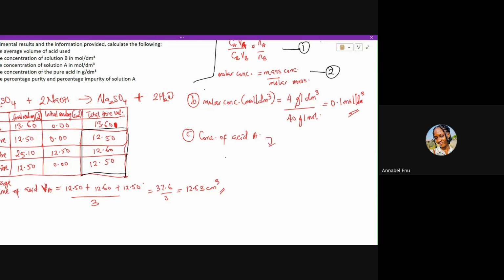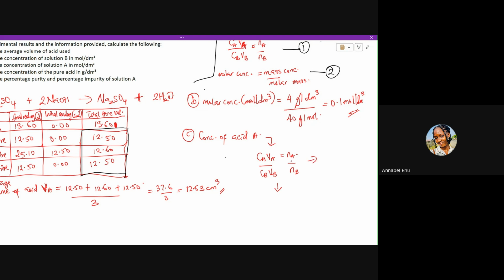Now to solve this, we want to use the formula CaVa over Na equals CbVb over Nb. Some textbooks have it somehow reversed. By the end of the day, stick with one so they don't confuse you. Now, this formula can further be written as this. Because we are looking for concentration of acid, it's better to make it the subject of the formula. It's not necessary, but it makes it easier for you to solve.